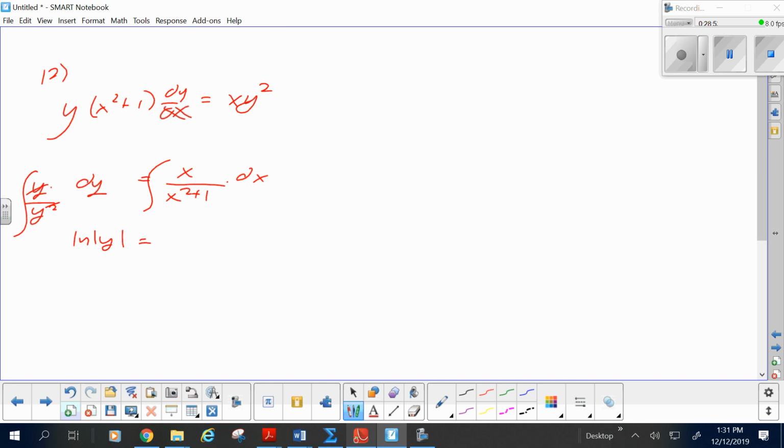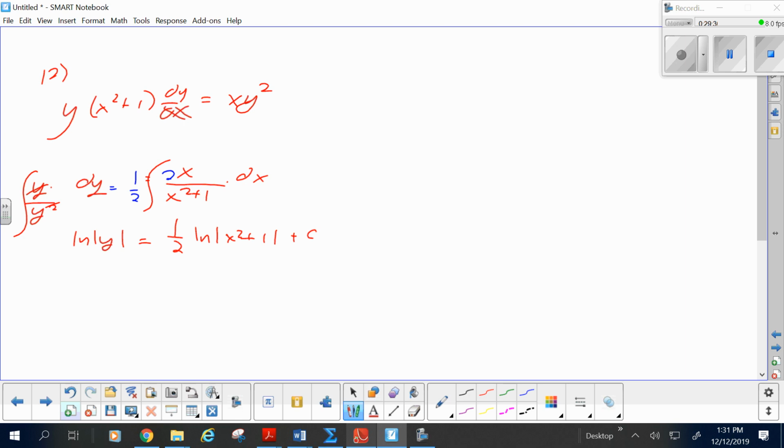And this looks like u sub to me, not trig sub, not arctangent, this u sub. So if I think of 1/2 of 1 over u, I think that's right. And 1/2 log of u, and x squared plus 1, the absolute value is probably not necessary because it's positive. Okay, so that's a start.